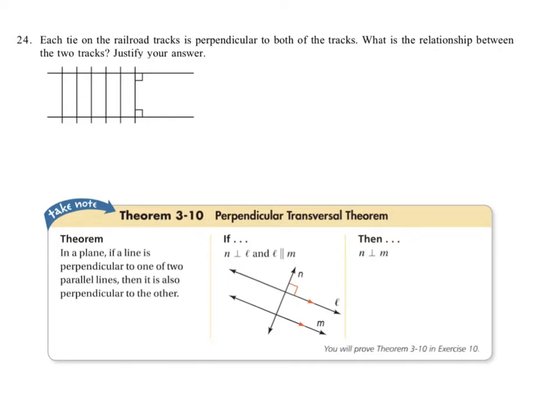Now, the converse of this is essentially that if a line is perpendicular to two lines, then those two lines are parallel. It's the converse of this, okay? You're going from perpendicular to one line, and these two lines are parallel, therefore it's perpendicular to the other line. We're going to go in reverse and say if it's perpendicular to one and perpendicular to the other, then we can conclude that the lines are parallel.